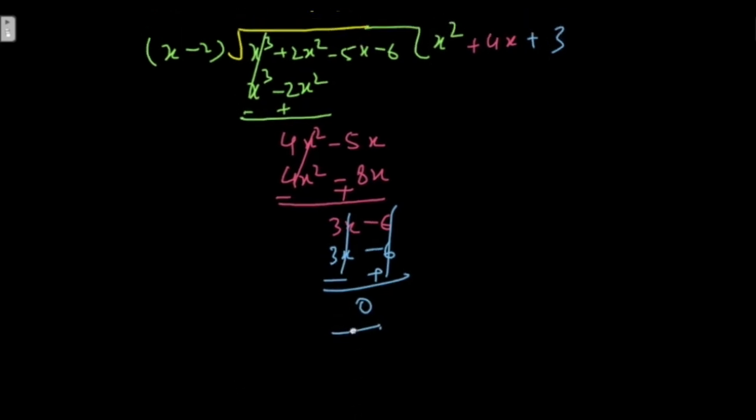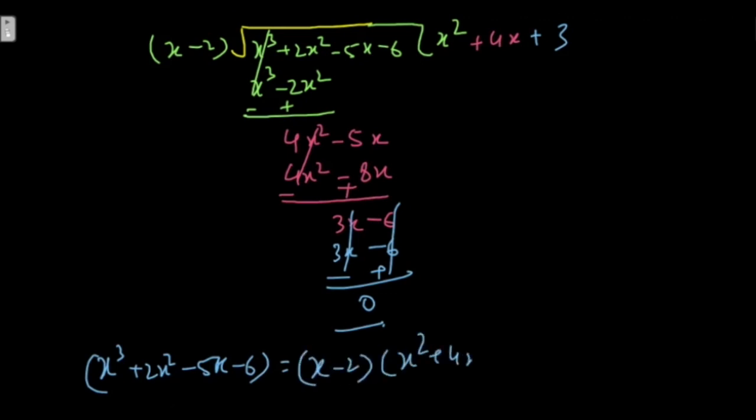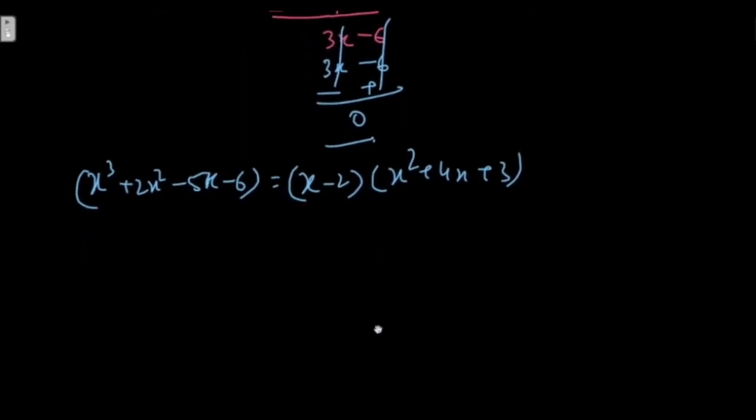So which means that this polynomial x cube plus 2x square minus 5x minus 6 can be expressed as multiple of x minus 2 into x square plus 4x plus 3. Now what we do is that we further factorize this. Okay, and we have learned how to factorize the polynomial.